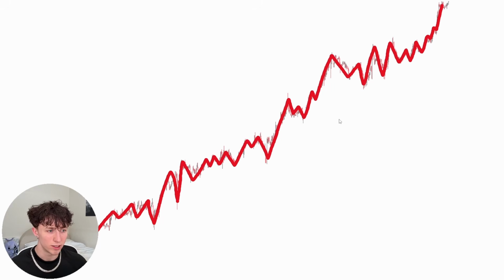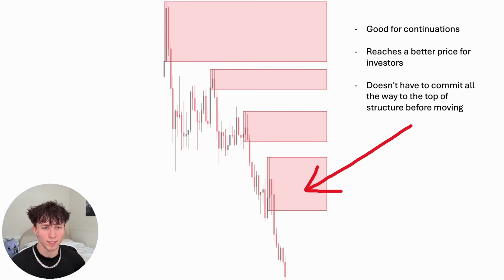Institutions can step in, defend a smaller pullback, and continue trend without allowing price to go all the way back through structure. So even though this isn't the absolute best price available, it is still giving investors a better price, and a lot of the time price doesn't want to go all the way up to the top of structure.